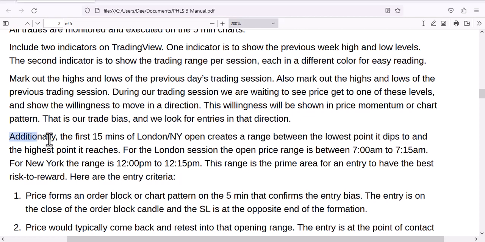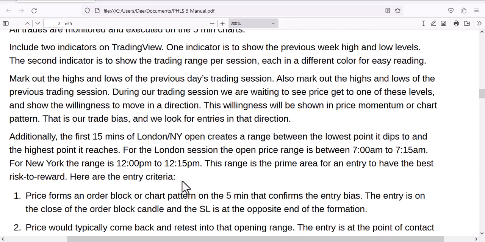And this is just a caveat, it's an add-on. That's usually the first 15 minutes of a session create a range between the lowest point in dips to the highest it reaches. And for the London session, that's for our peculiar time zone, this range happens between 7 a.m. to 7:15. For New York, 12 to 12:15. And then this range gives a prime area for us to have the best risk to reward.